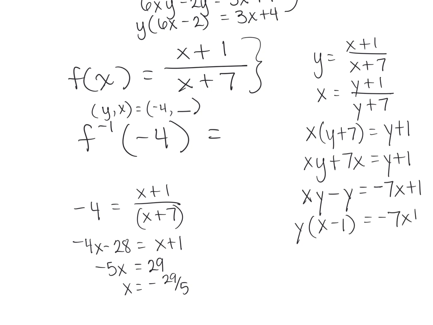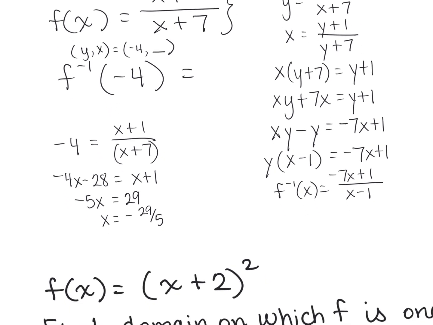And that's still equal to negative 7x plus 1. So f inverse of x is equal to negative 7x plus 1 over x minus 1. And at this stage, to find f inverse of negative 4, you plug that in. So you have negative 7 times negative 4 plus 1, and then you have negative 4 minus 1.